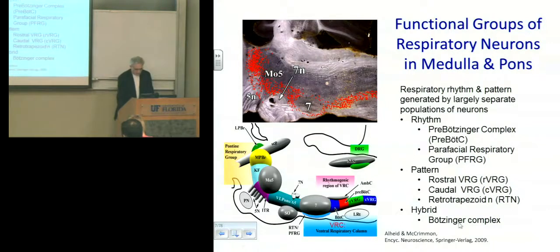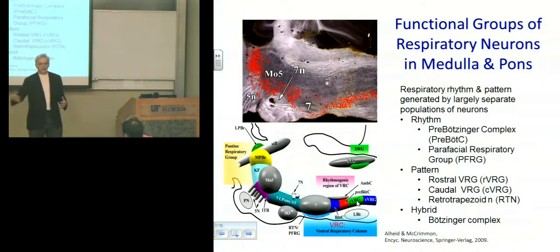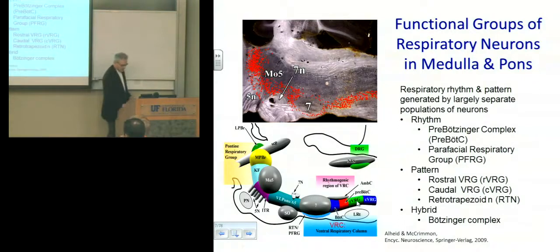And then pattern. So groups of neurons in the rostral VRG, which is largely composed of bulbospinal premotor neurons, go to the phrenic and intercostal motor pools for generating the inspiratory efforts. And the caudal VRG, similarly organized only for expiratory motor control. So again, expiratory bulbospinal premotor neurons seem to be located there.